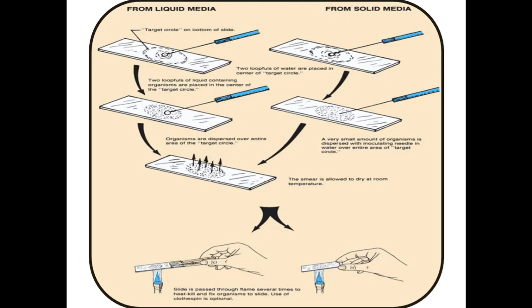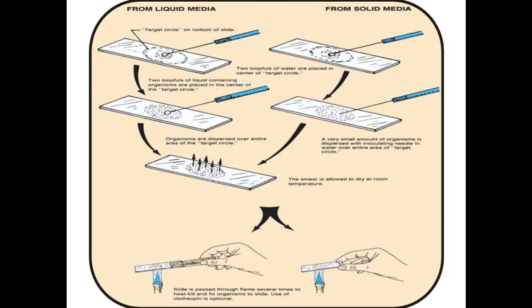You can see here the smear can be prepared from a liquid media as well as from a solid media. There is a marked area on the slide, and with the help of the inoculating loop, the liquid media, that is the broth culture, is directly placed in the center of the marked area. But in case of the solid media, we are supposed to dilute the bacterial culture with a drop of water, and then the smear is evenly spread throughout the surface of the marked area, and then allowed to air dry. So this process is the first step in smear preparation.